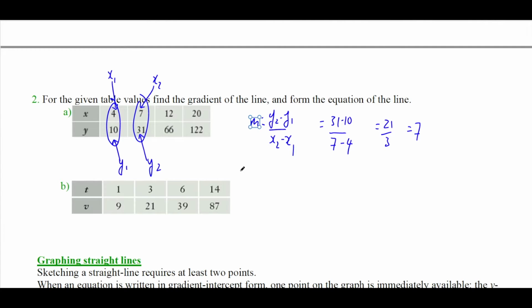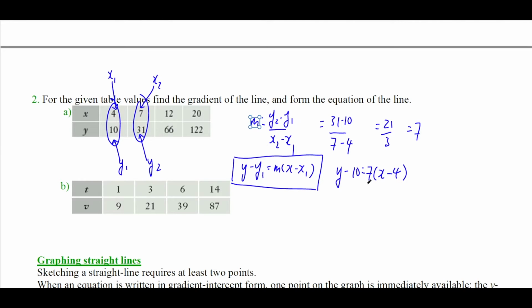So the point gradient formula is y take away y1 is equal to gradient times x take away x1. So this is the point gradient formula that you can use to find the equation of a line. And x1 and y1 can be any point on the graph. So I can just pick the first point. So let's do it. So y take away y1, so we can just pick this point, so y take away 10 is equal to the gradient, which is 7, times x take away x1, 4.